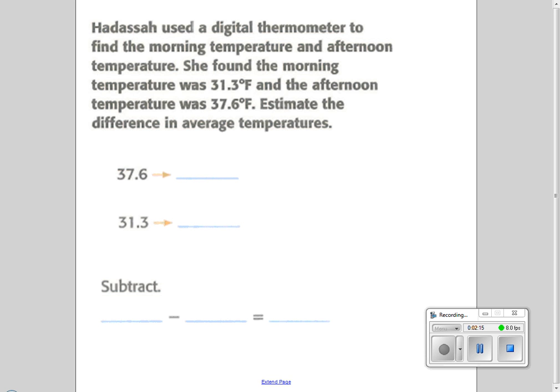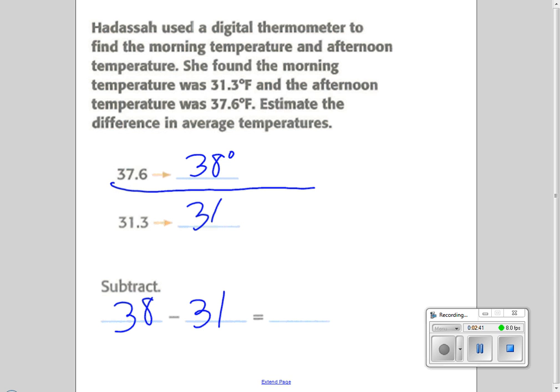Okay, first of all, if we're doing difference, what operation is that, everybody? Okay, it is subtraction. 37 and 6/10, we are going to round that to what? If we want to round it to the nearest whole, what would that be? 38. 31 and 3/10 would be 31. So we're going to do 38 minus 31, and we would get what? 7 degrees Fahrenheit. 7 degrees Fahrenheit is our answer. That is an estimate. That is not the exact answer.